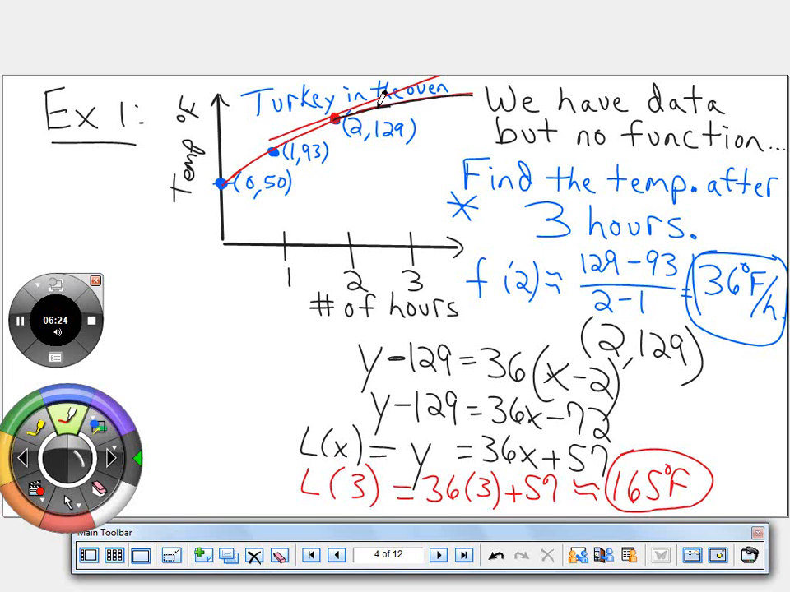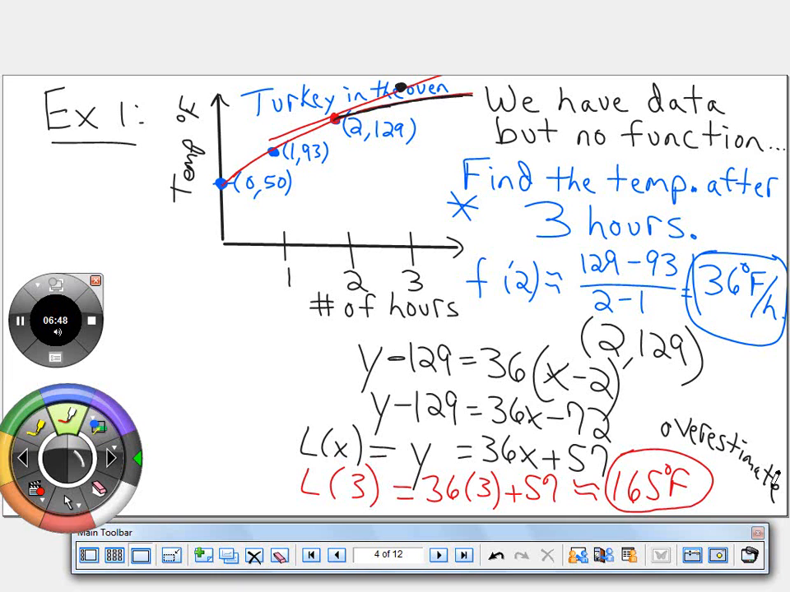Then, since we're using a linear approximation, it looks like our estimate is probably an overestimate because the curve was already starting to level out. So most likely this is an overestimate. Okay, make a little note: overestimate.